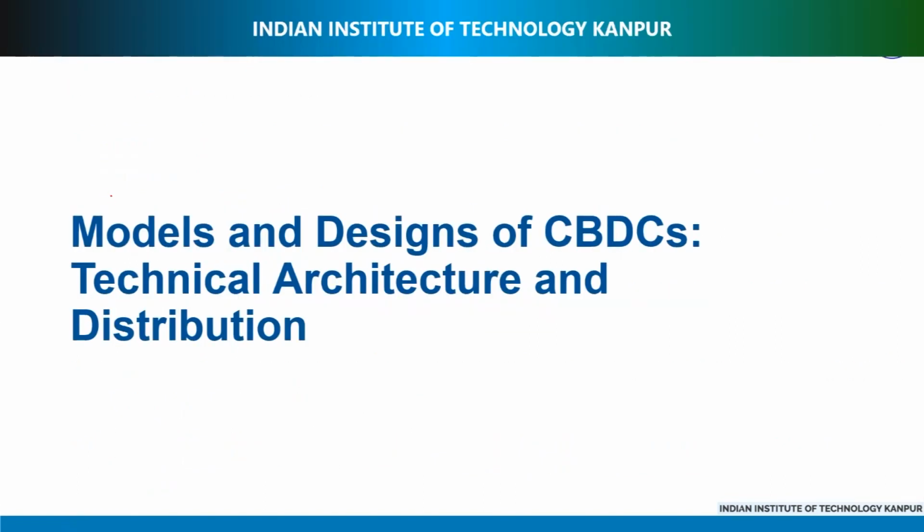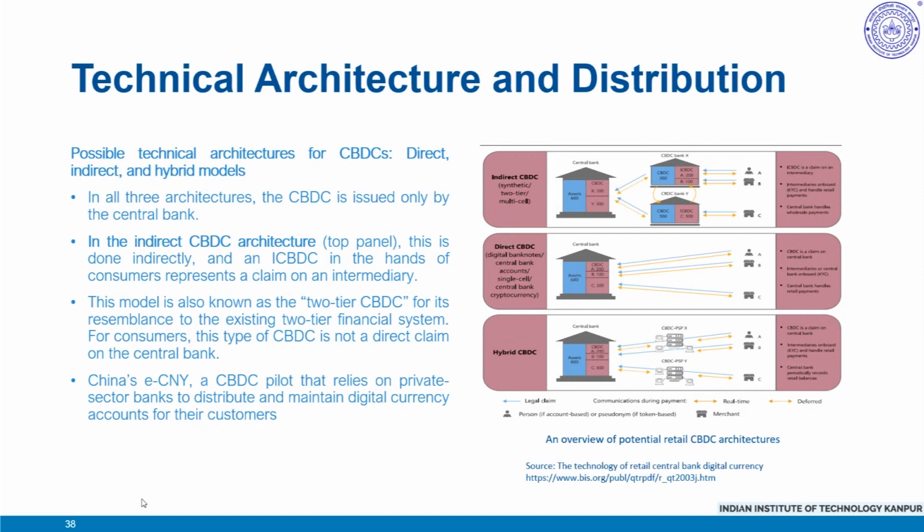In this video, we'll discuss the technical architecture and distribution taxonomy of CBDCs. These include indirect, direct, and hybrid methods. Pursuant to our previous discussions, another way of categorizing CBDCs is according to their distribution models. The possible technical architectures for CBDCs include direct, indirect, and hybrid models.